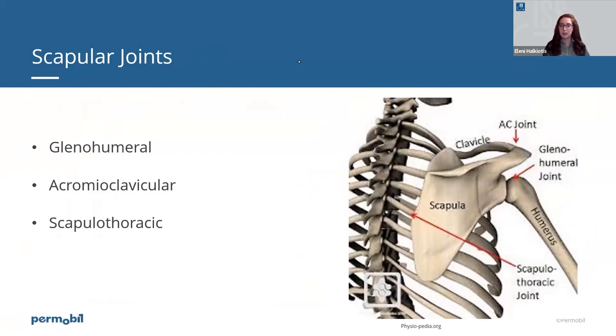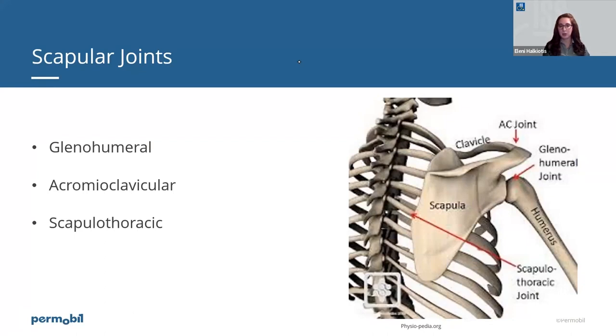The acromioclavicular joint is the second scapular joint, which is really the connection between the scapula and the clavicle. And that joint is responsible for shoulder rotation. So internal rotation and external rotation. And the acromioclavicular joint also works to help distribute force from the upper extremity into the clavicle.